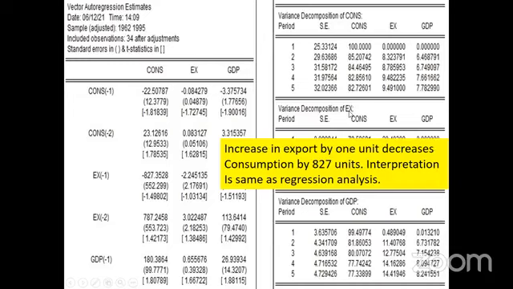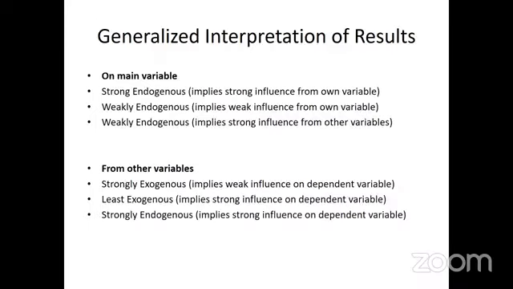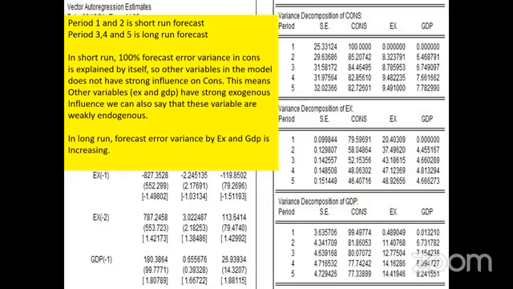Increase in export by 1 unit decreases consumption by 827 units. See here. 827. Interpretation is same as regression analysis, right? But what about the shocks? These shocks which are there, 1 and 2 is considered as a short run forecast, and 3, 4, 5 is considered as long run forecast.